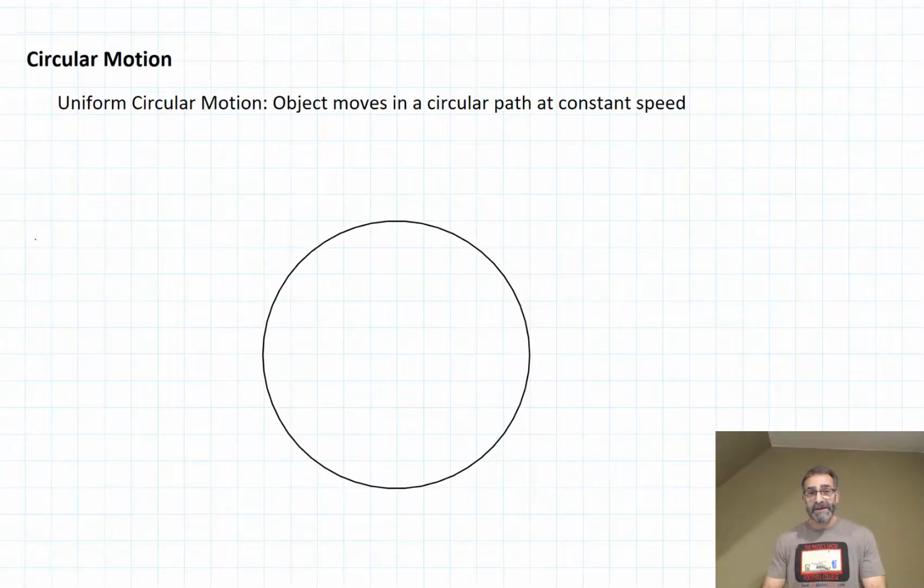It's time to talk about circular motion. We're going to start off with uniform circular motion. That's an object moving in a circular path at constant speed.